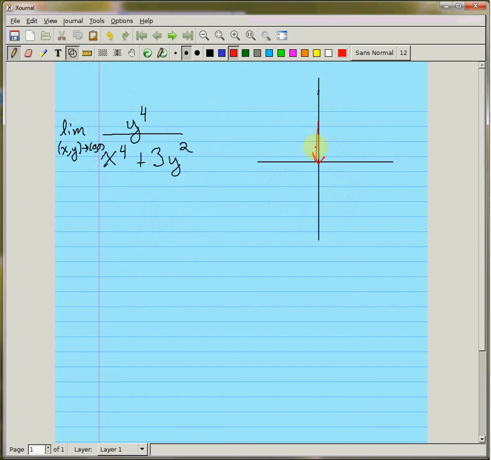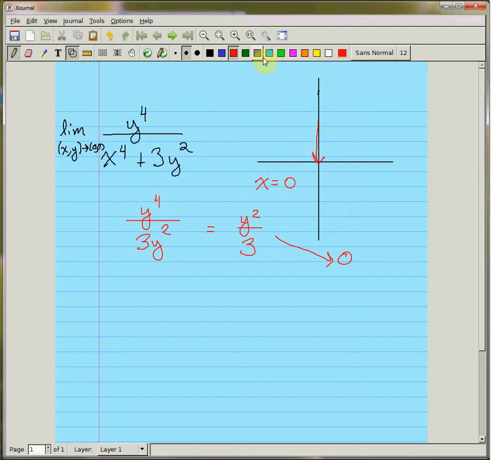So what does that mean? That fixes x as 0 if you're just restricting yourself to the y-axis. And if x is 0, then what does this become? This becomes y to the fourth power over 3y squared, which is the same thing as y squared over 3. Now you can ask yourself, what does this do as y goes to 0? And it goes to 0, right? So if I approach the origin along the y-axis, what I'm getting is 0 is the limit of this function.